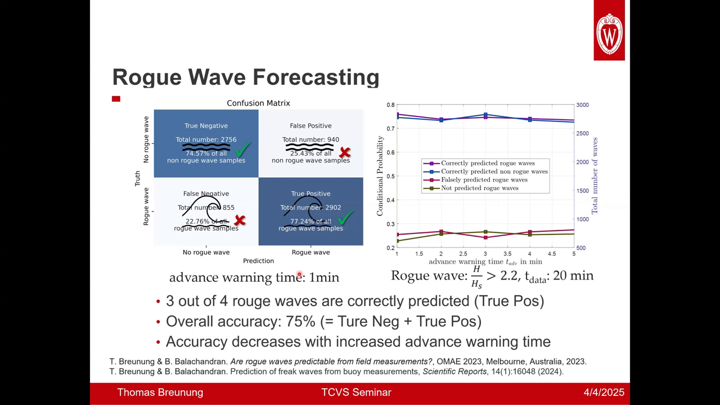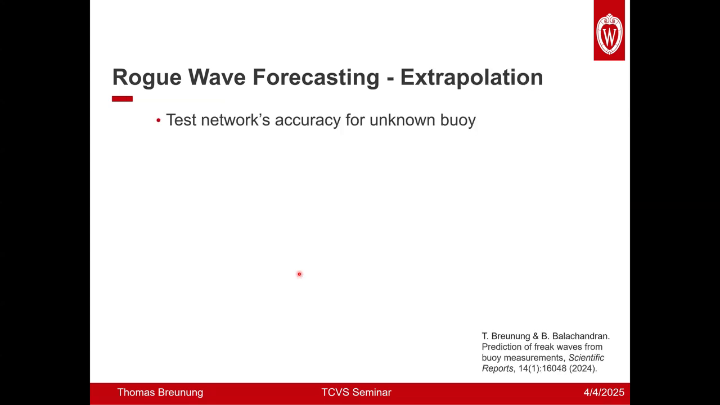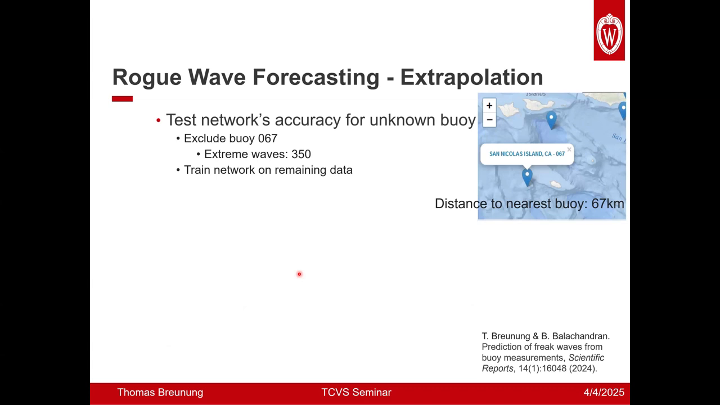Once we've performed this type of forecasting, we are again wondering how universal this is. Is this a coincidence that it works for this data set? How universal is whatever we obtain with this approach? And so this led us to experiment with this network on an unknown buoy location. We have now excluded one buoy from the whole data set. This buoy is off the coast of San Nicolas Island, close to LA.